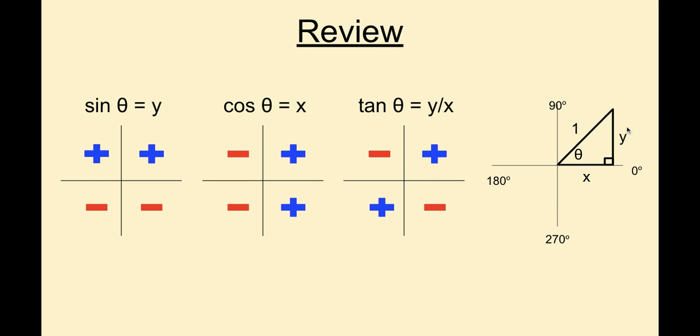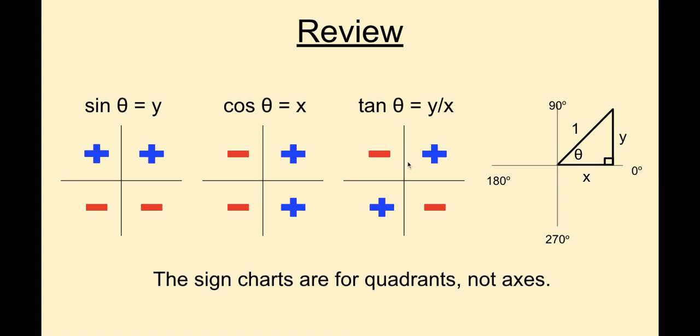All right. So again, we use this unit circle idea, which again is just right triangle trig with a hypotenuse of 1, to generate, first of all, these ratios or these identities: sine theta equals y, cosine theta equals x, and tan theta equals y over x, and these sign charts. Okay. All right. So let's talk about this. The sign charts are just good for the quadrants. They don't tell me what happens on the actual axes. So make sure you understand that. The sign charts are good for the quadrants, not the axes.